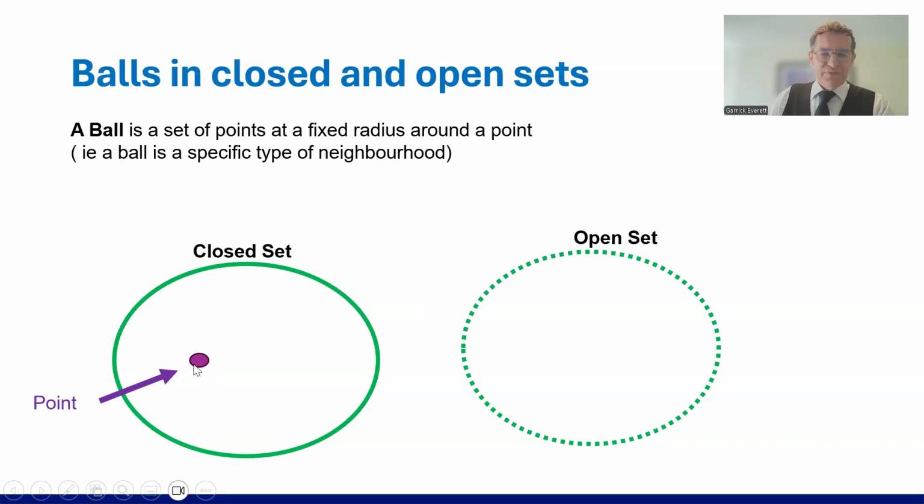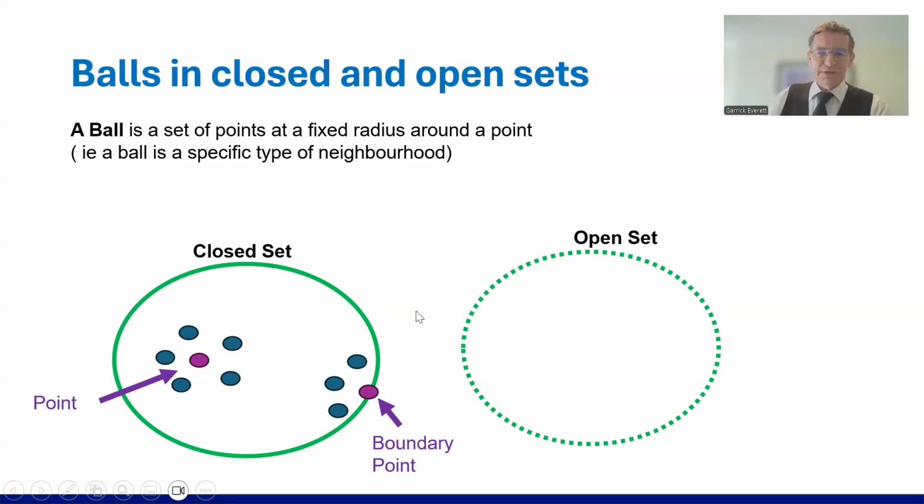So here I've got a point in a closed set. And I'm going to surround the point with other points. Okay, so there's a set of points of a fixed radius surrounding a point. So this point has a neighborhood. Now I'm going to put a point on the boundary. If I put points in there, I can't surround it. So there's not what we call a neighborhood around that boundary point because it isn't surrounded by points.